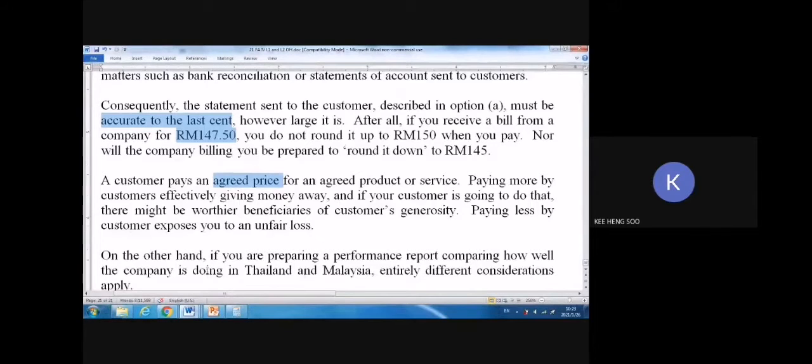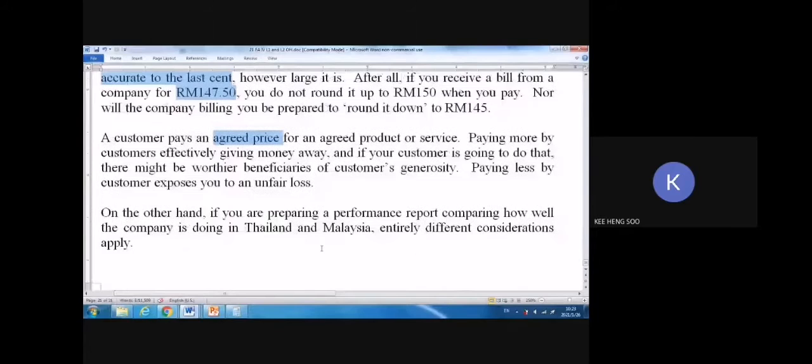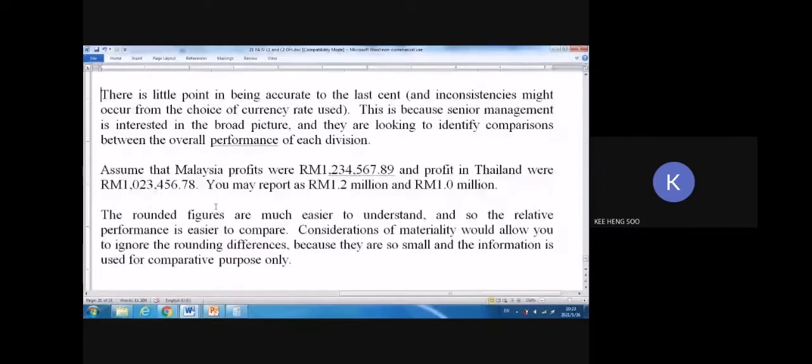On the other hand, when you prepare the performance report for Malaysia and Thailand, then there is a different consideration. Why? This one you can round. Being accurate to the last cent is not necessary, because the senior management is interested in the broad picture. They want to see the big picture only. Do you want to tell the board Malaysia got 1,234,567.89 and Thailand got 1,023,456.78 dollars? You don't compare these detailed figures.